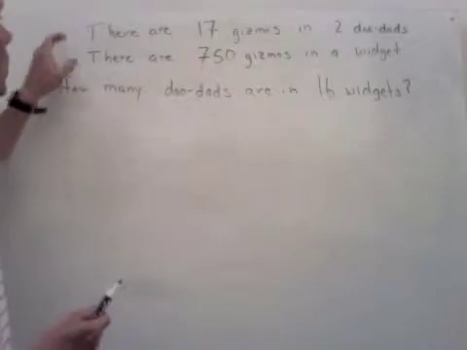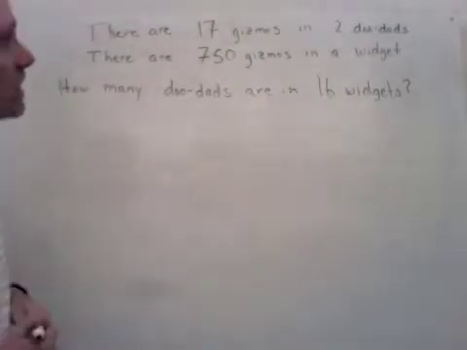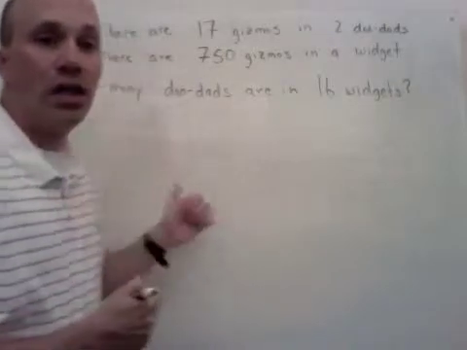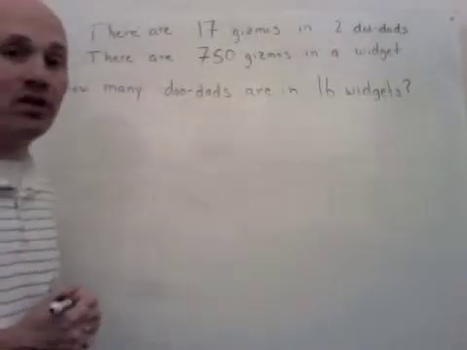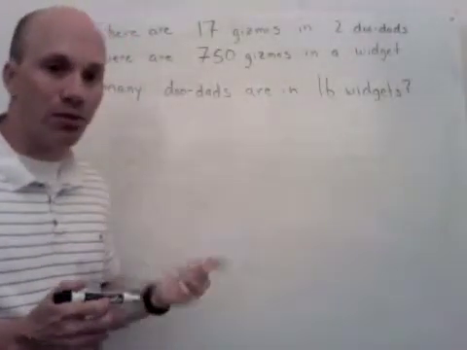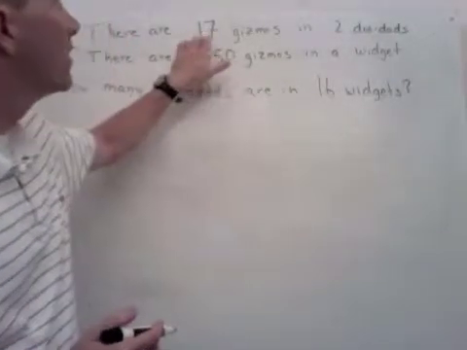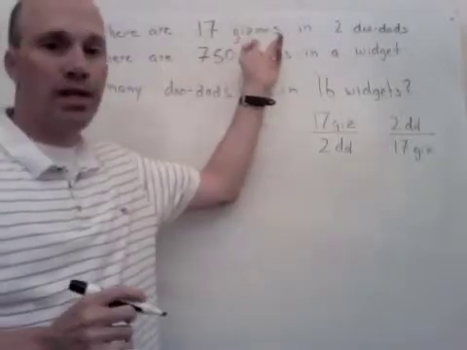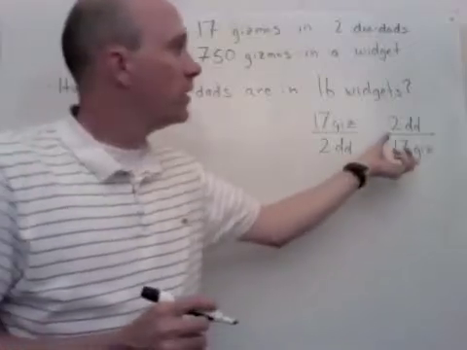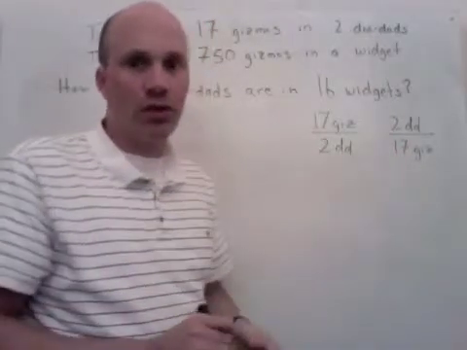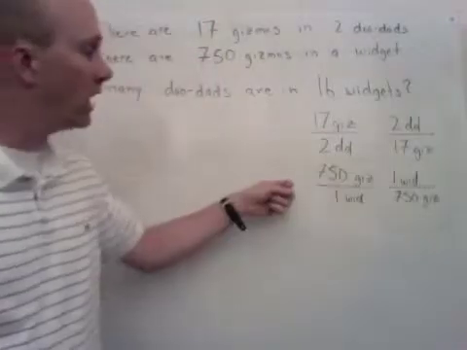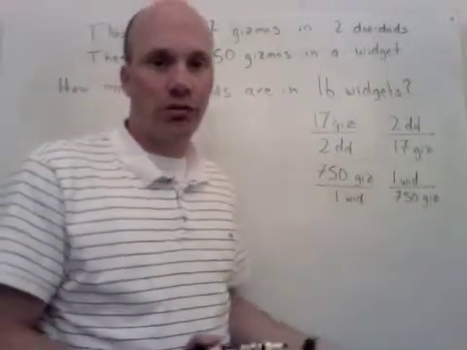Okay, so there are 17 gizmos in 2 doodads. There are 750 gizmos in a widget. And what we need to find out is how many doodads are in 16 widgets. The first thing that we want to do is come up with fractional relationships. Let's take the first statement here. We can take this statement and turn it into 2 fractional relationships. The other one is just the first one flipped upside down. The second one, we can do the same; again, you come up with 2 fractional relationships.